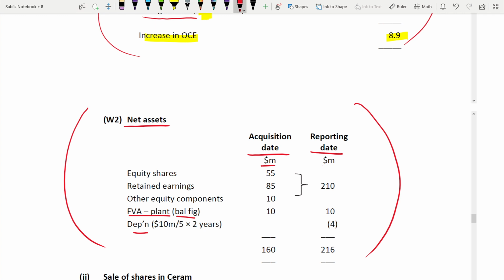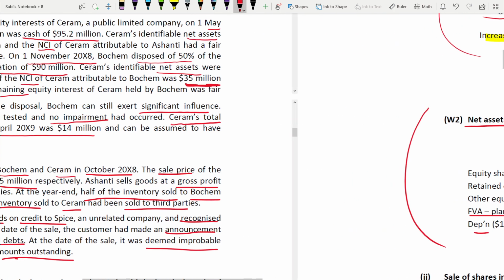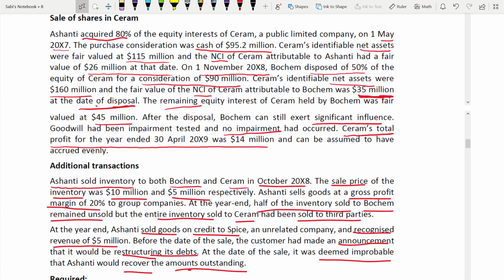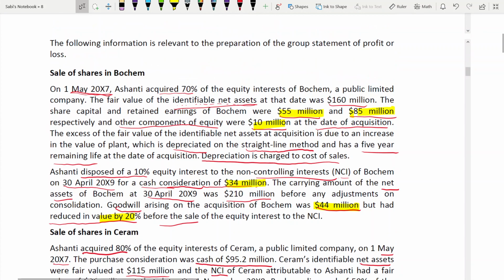And 160. This 160 has been given to you. That's how they got the balancing figure of the plant. But let us go to the question first to understand that. Yes, it has been given. We have been looking for Bokum, right? So Bokum, if you see, fair value of identifiable net assets at the date of acquisition has already been given to you: 160 million.